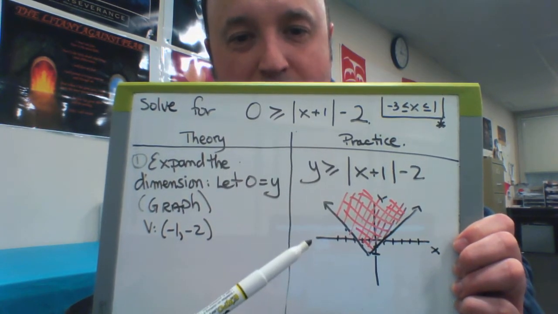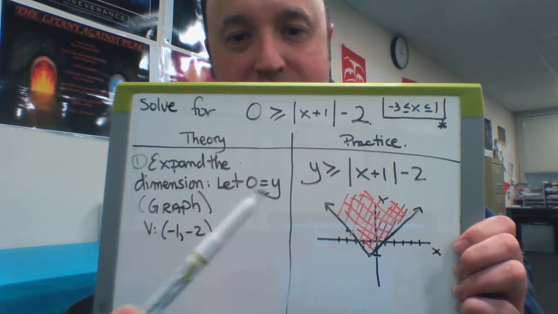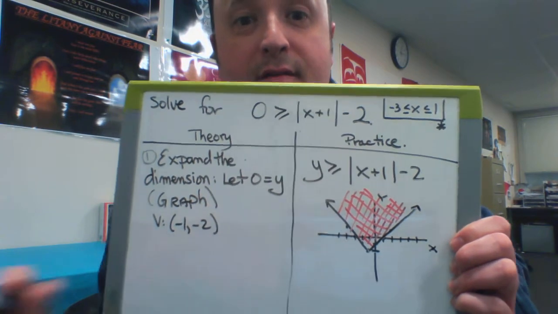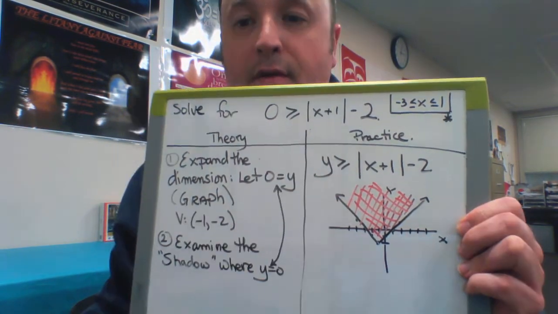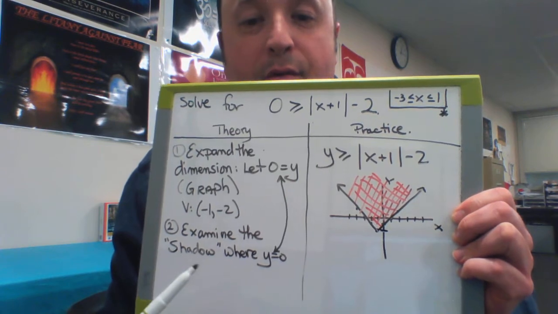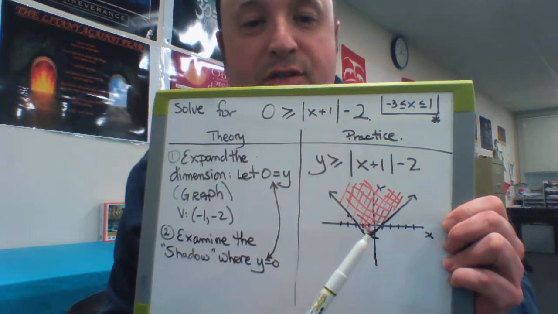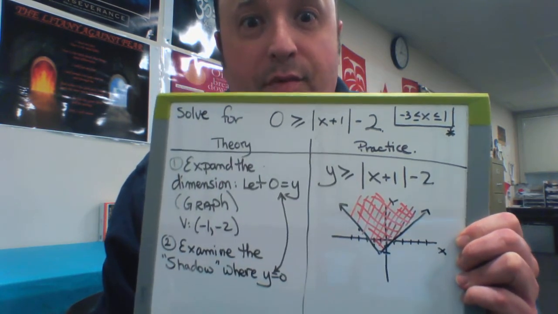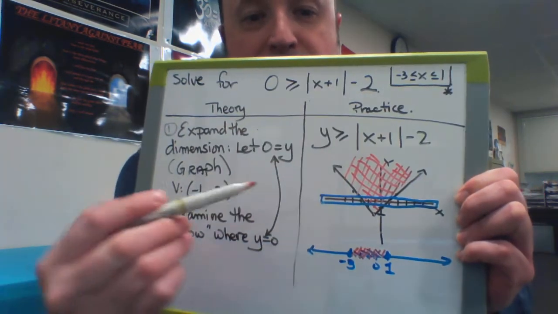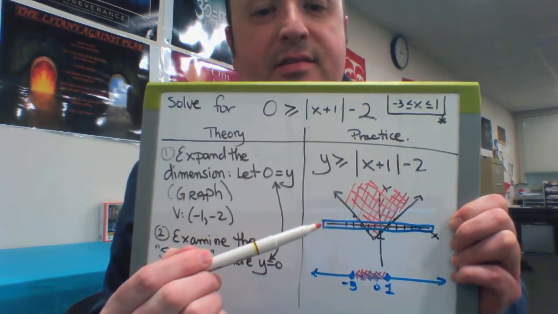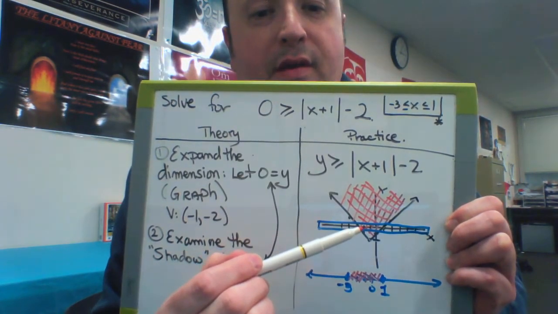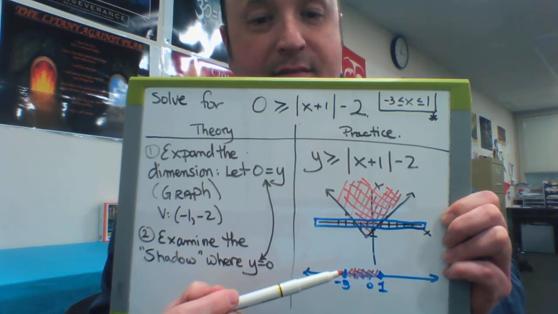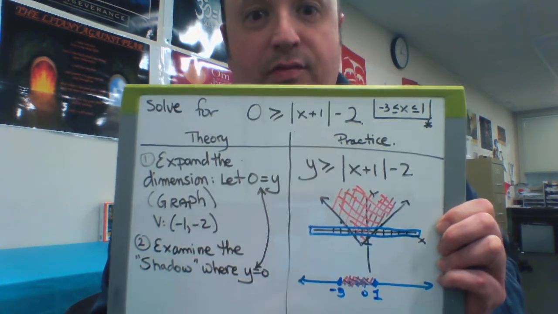Now let's have a look at what's happening back when y is equal to 0, or back along our x-axis. Interesting. Okay, we're going to examine the shadow where y is equal to 0. Where's the shading going on? Well, it's exactly what we did in the last example. Right, if I took a snapshot off my x-axis, -3, -2, -1, 0, and 1. So I'm shading between -3 and +1.